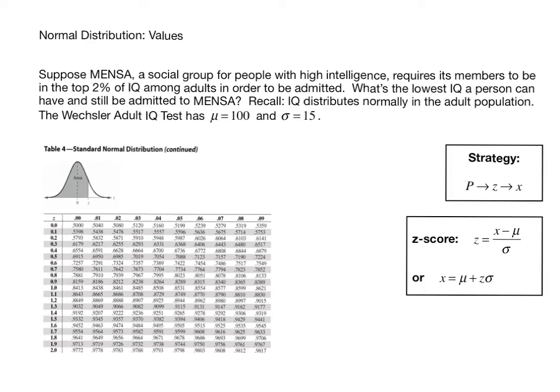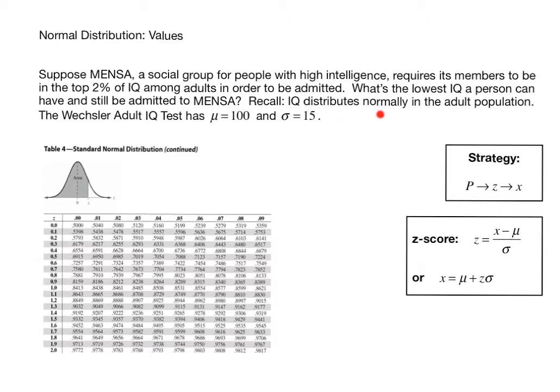We are now going to do a type of problem that is essentially the inverse of the type of problems we did in the previous screencast. Here's the scenario. Mensa is a social group for people with high intelligence. Suppose it requires its members to be in the top 2% of IQ among adults in order to be admitted. What's the lowest IQ a person can have and still be admitted to Mensa?